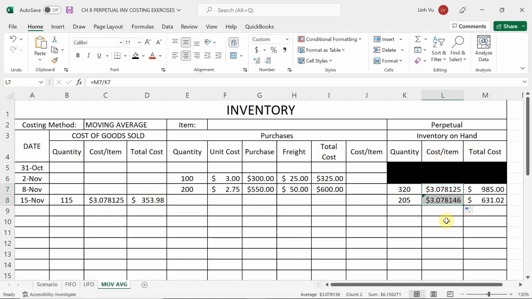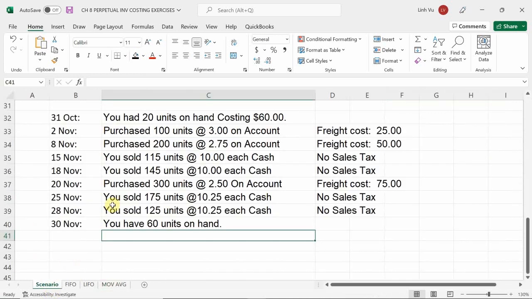3.07814. So in this case, you see that it has increased by 20 thousandth of a penny. Okay. Let's see what's next.